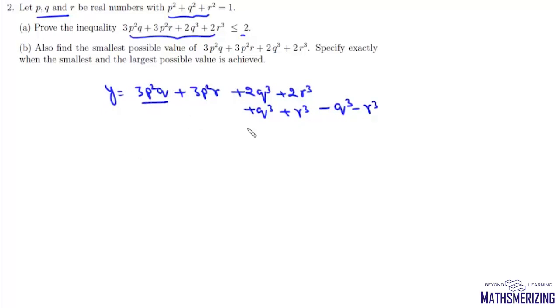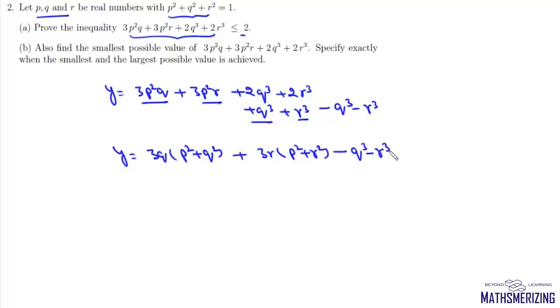So here we'll take them together. We can write 3q into p square plus q square, and here we'll take 3r common, will be p square plus r square minus q cube minus r cube.